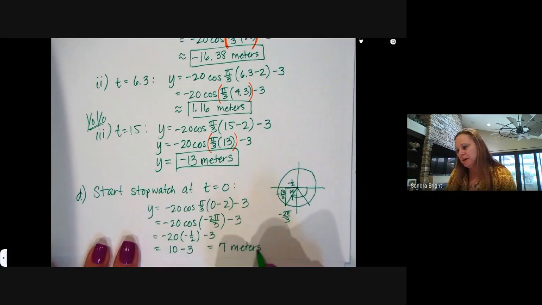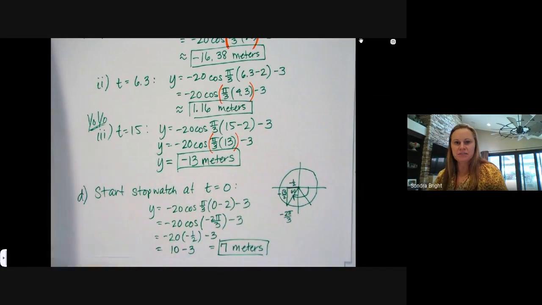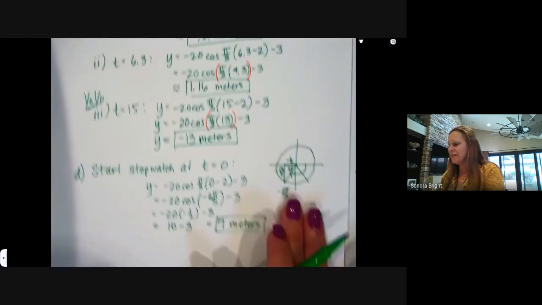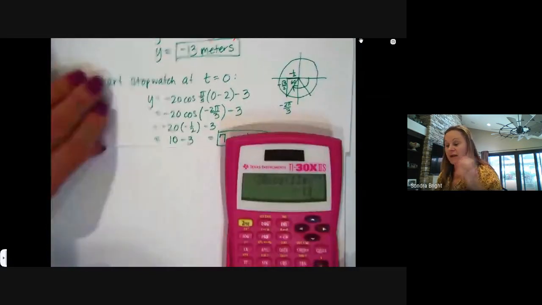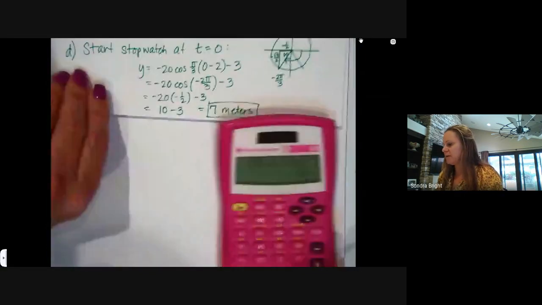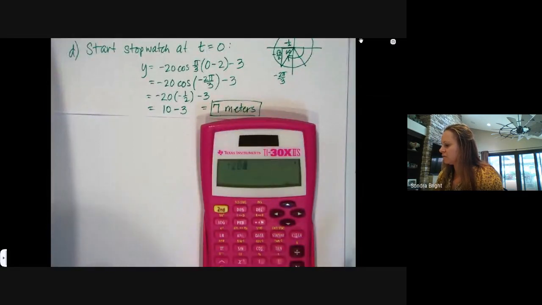Yes. This part of the chapter, you can use a calculator, but since you still need to do the ones without the calculator, it's better to just keep practicing. If it's a special angle, practice what you know, right? But if I put it in my calculator, -20 times cosine of -2 pi over 3, in parentheses, and then -3. 7. Yeah. So you can always confirm it with your calculator.